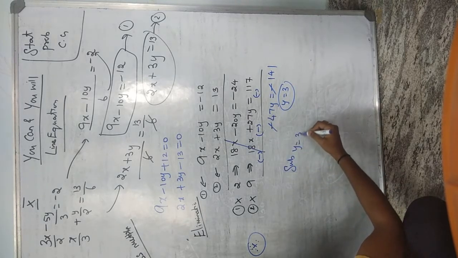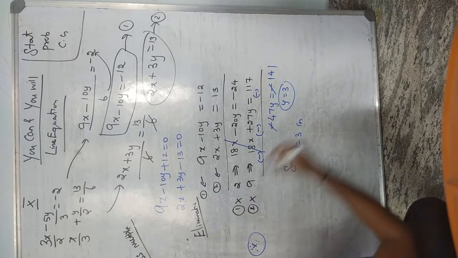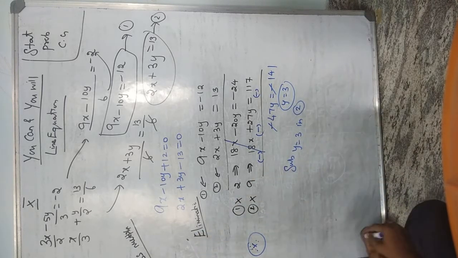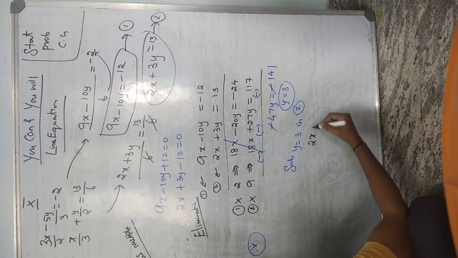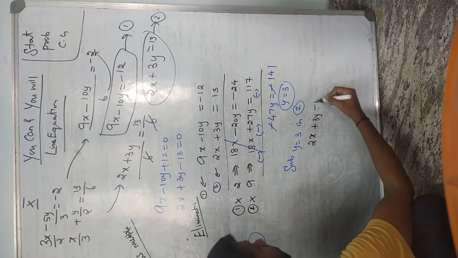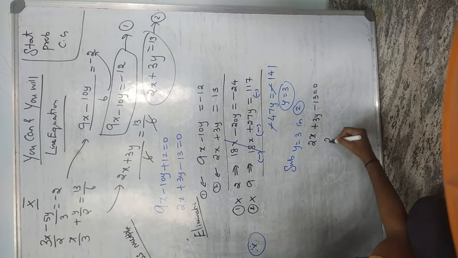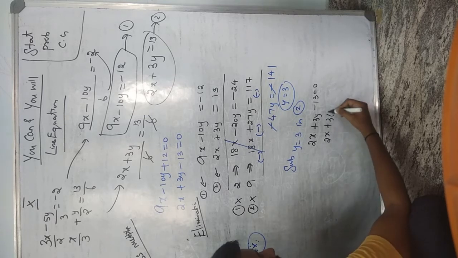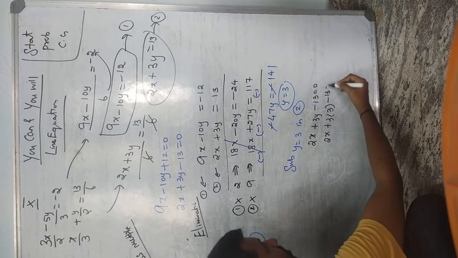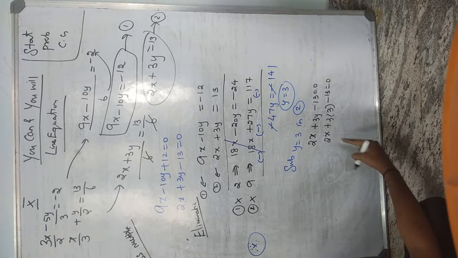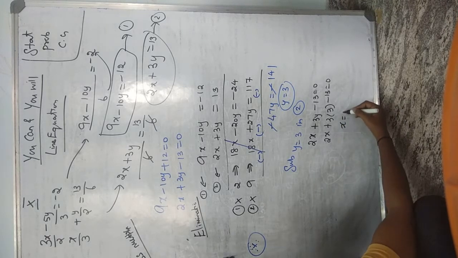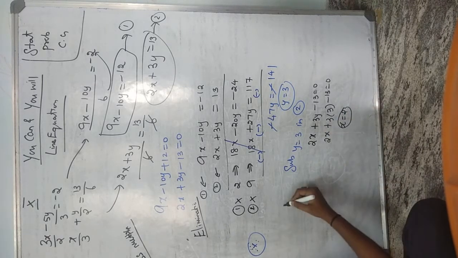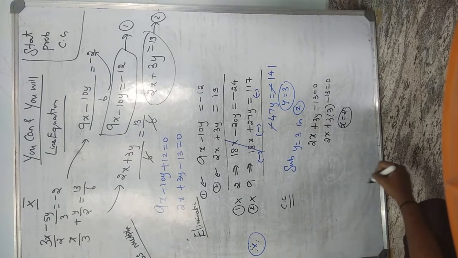Substitute y equal to 3. You can choose any one easiest equation. I'll go for the second equation. Therefore 2x plus 3y minus 13 equal to 0. So 2x plus 3 times 3 minus 13 equal to 0. So 9 minus 13 is minus 4, so x equal to 2. You can cross check: same as I got in both the methods.